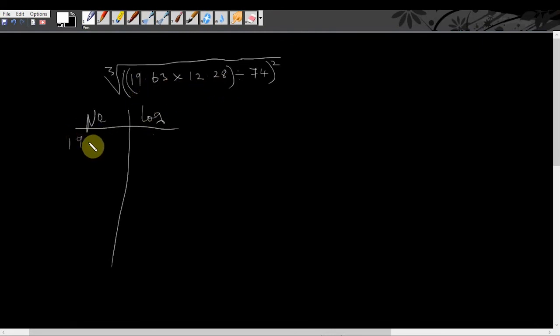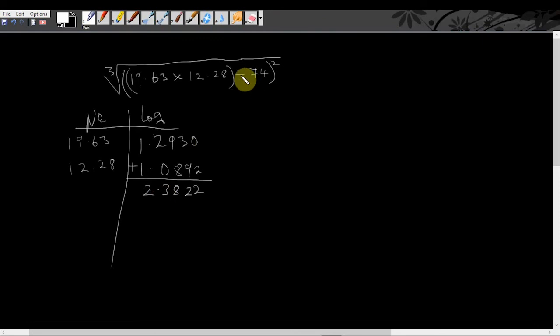This is 19.63. From what we've learned so far, the logarithm of this is 1.2930. Then the other one comes, 12.28. The logarithm of it is 1.0892. They are multiplying each other, which is this up one plus this one. It gives 2 here, 2 here, 8 here, 3 here, and 2 here.